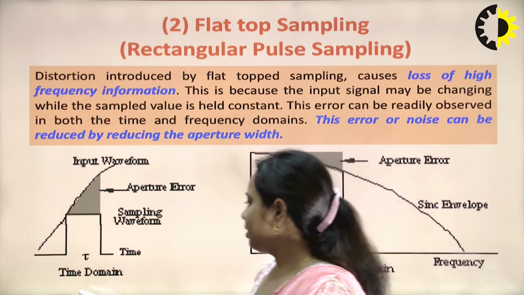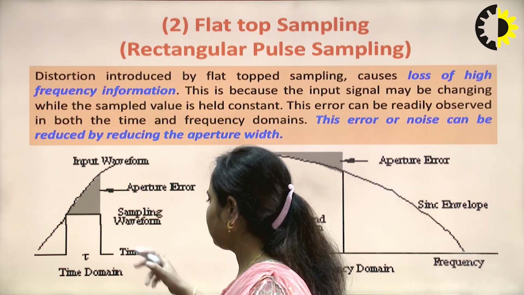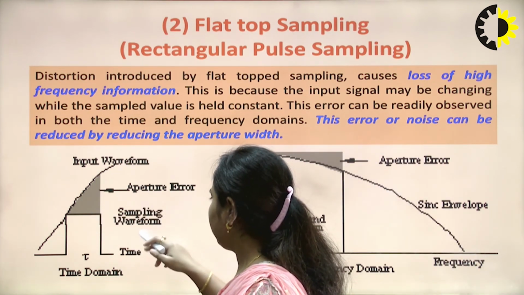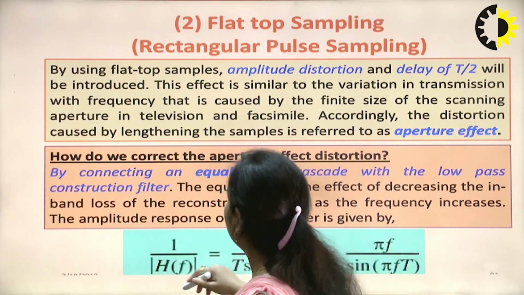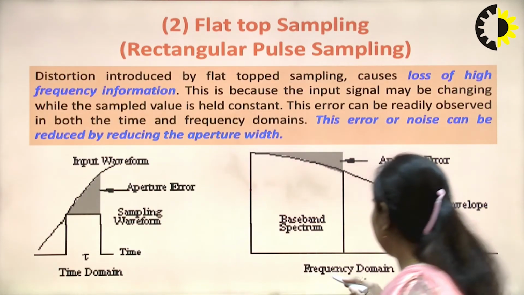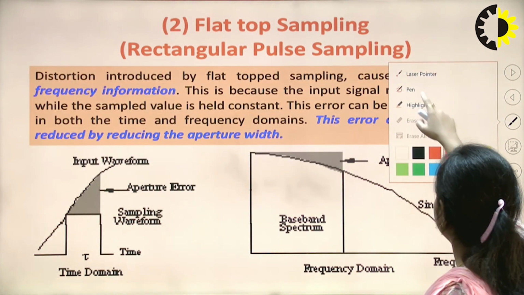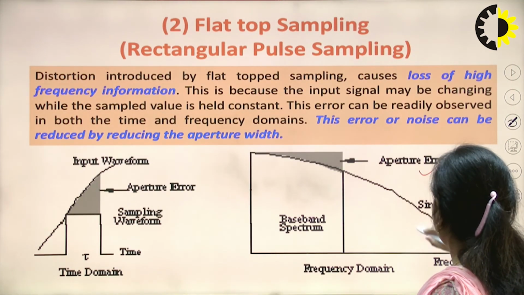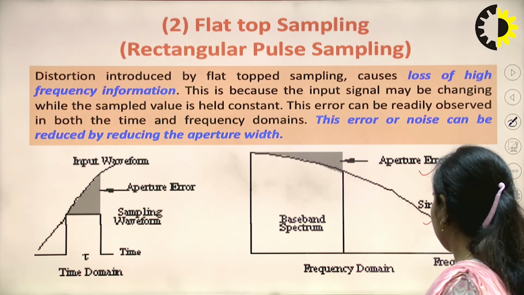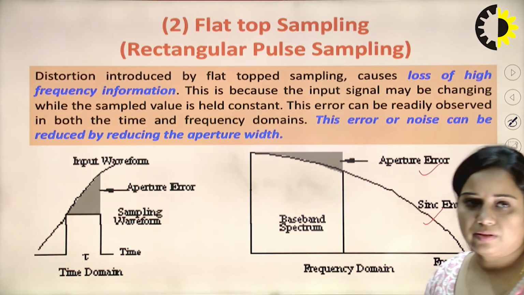Now, you can see that this is the time domain, amplitude versus time. This is the aperture error, this is the sampling waveform. This will be the frequency domain, this is the aperture error. This is the sinc envelope, which is the demodulated signal.